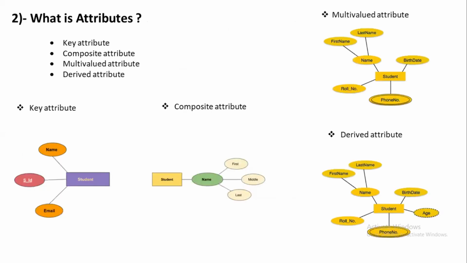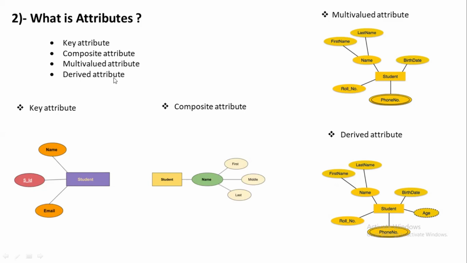Okay. So the second main concept is attributes. An attribute describes a property of the entity. An attribute is represented as an oval in the ER diagram, and there are four main types of attributes. The first one is the key attribute, or simple attribute. The second is the composite attribute, the third is the multi-value attribute, and the final one is the derived attribute.